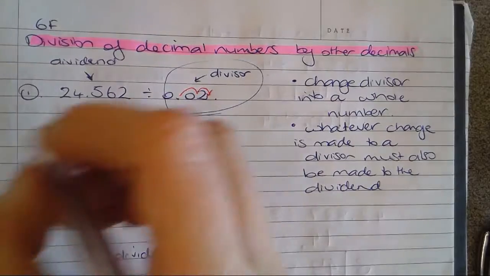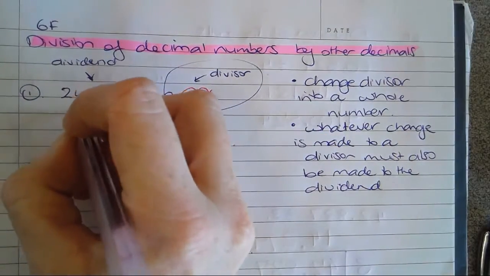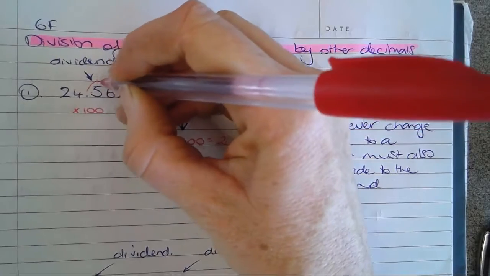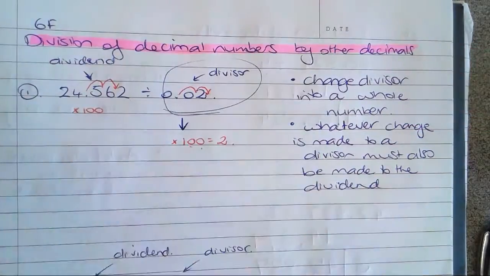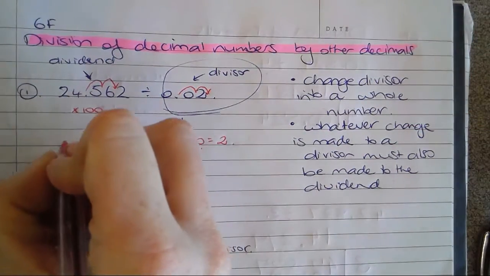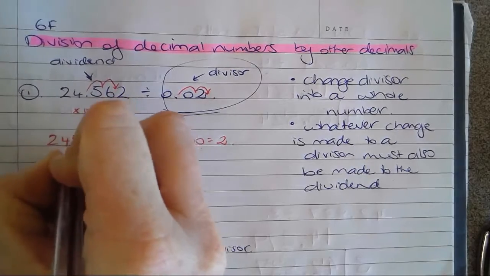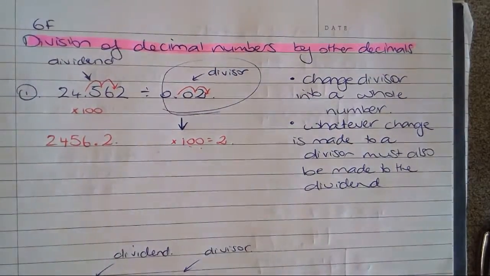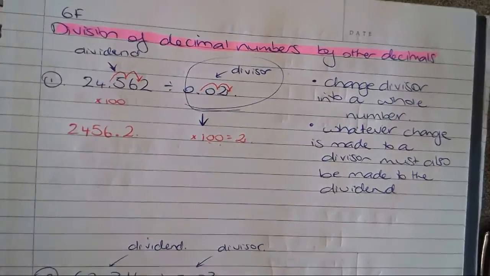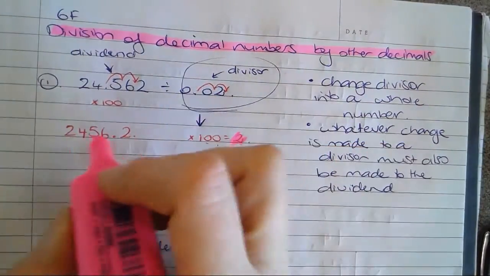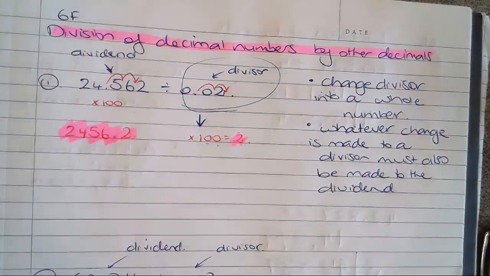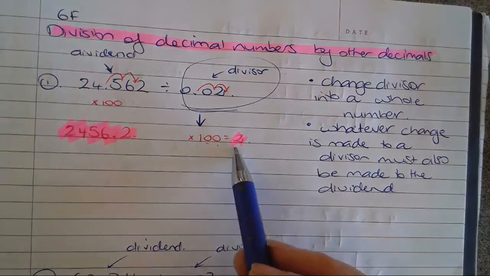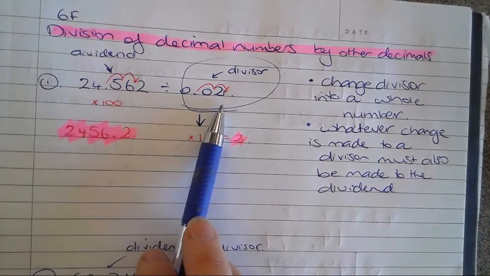So that means whatever I've done to my divisor, I've got to do to my dividend. Okay, so I'm going to times by 100 there as well. 1, 2. So that makes my dividend 2456.2. And now that I have my new numbers, I can do my division question. And it will actually give the same answer as it would if I did this on my calculator.